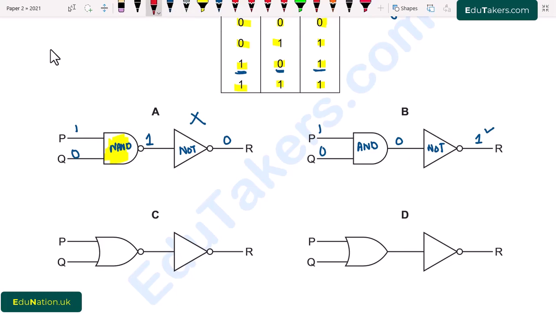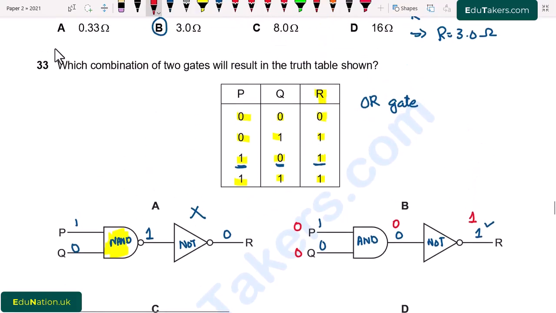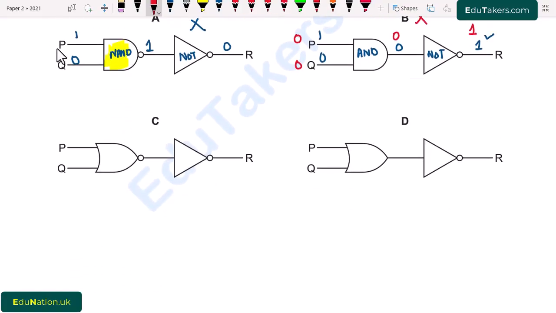We also check the other one. I check another combination. When the input is 0 and 0, then the output of the AND gate will be 0, and this 0 changes into 1. So for the 0-0 combination, I check here that output is 0. So this option is also incorrect.